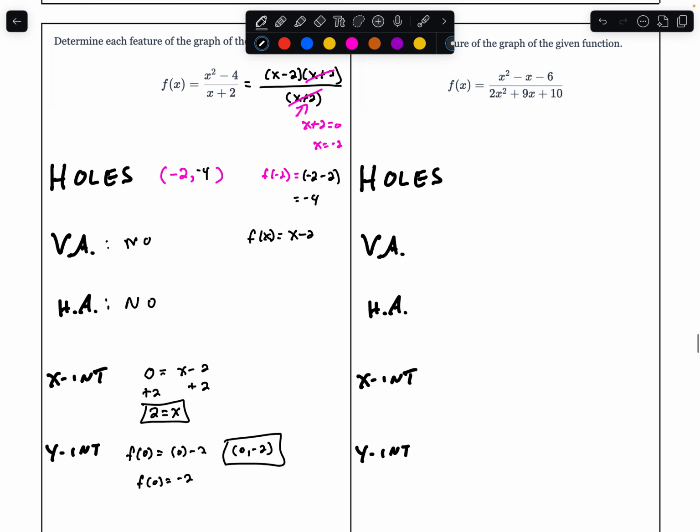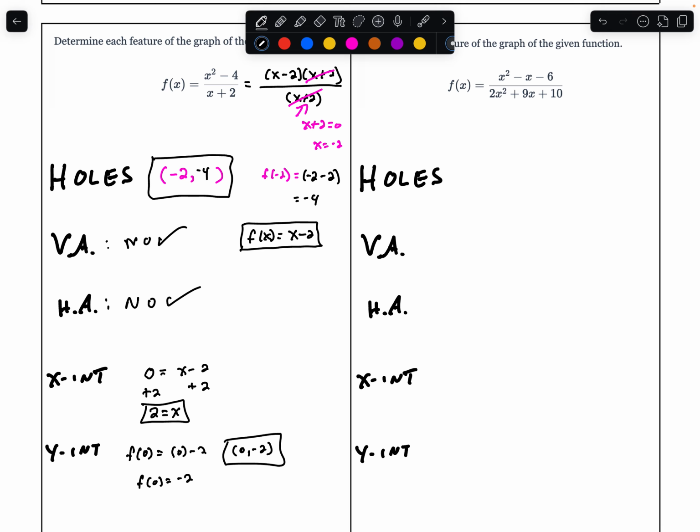What's nice about these functions is sometimes everything goes away. Once I start factoring in the beginning, you find out there's going to be a hole right here. And then if I factor everything, it just turns into a linear function. So there's no horizontal asymptote, no vertical asymptote. There is an x-intercept and a y-intercept.